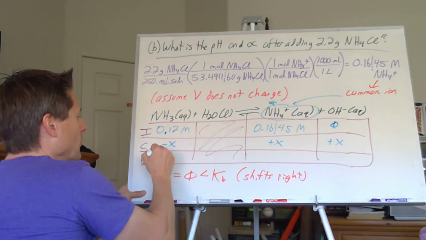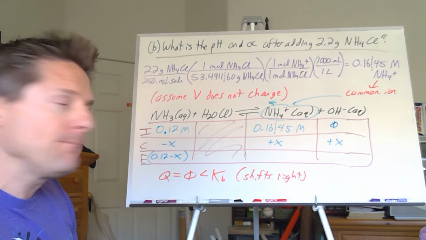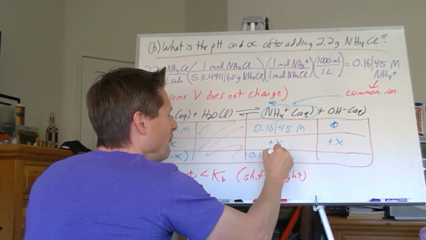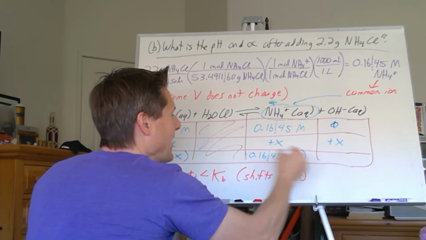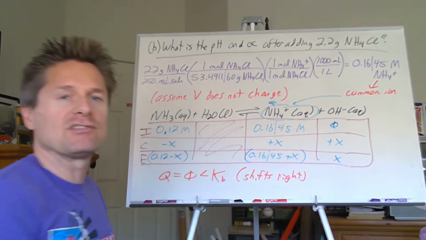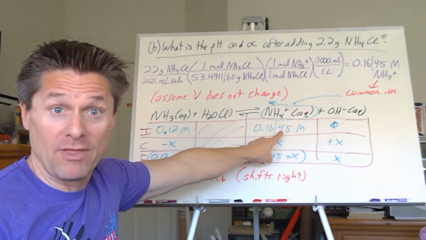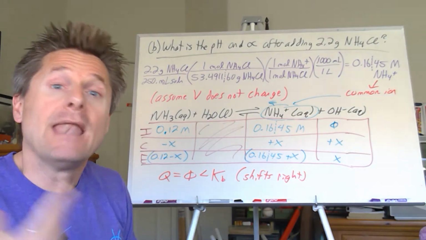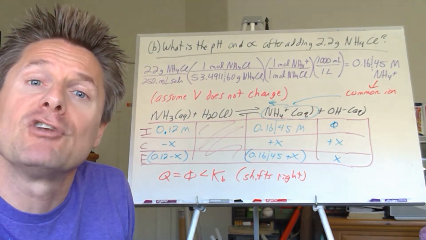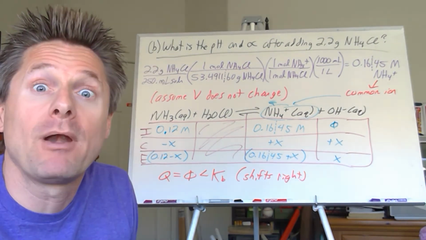So at equilibrium, we're going to get 0.12 minus X of the ammonia. We're going to get 0.1645 plus X of the ammonium ion, and 0 plus X, or just X, of the hydroxide. So in the last problem, that was 0 for the ammonium ion, and that was just X. Now we just plug it into our equilibrium expression, solve for X, which is going to be a little bit different. Do that for me. Calculate the pH and percent ionization and compare them to part A.